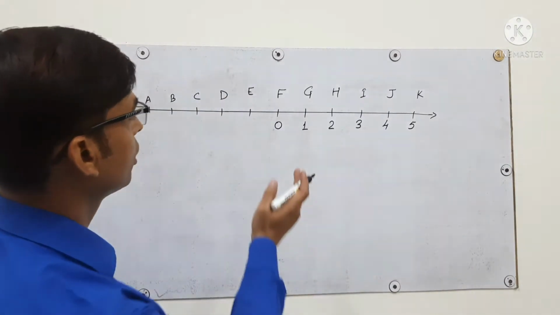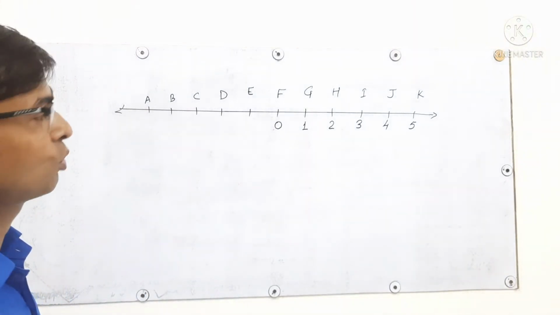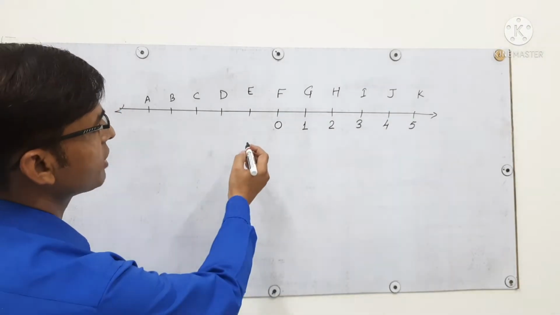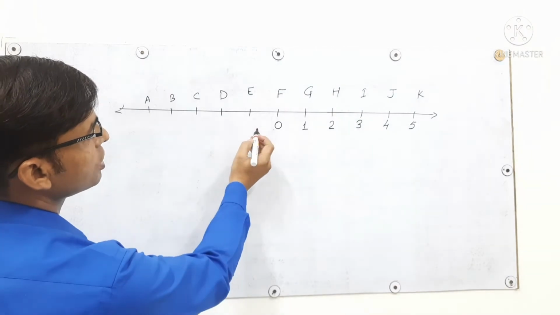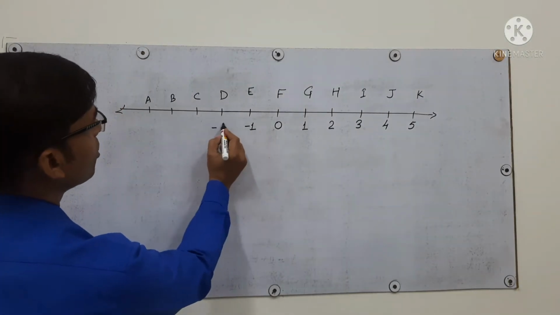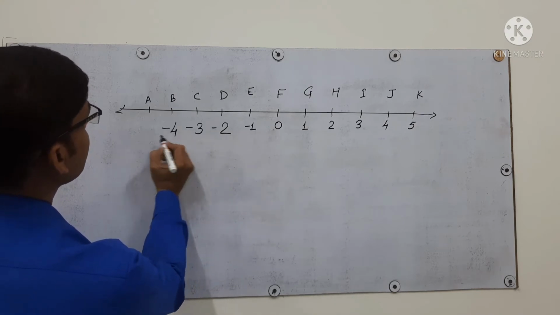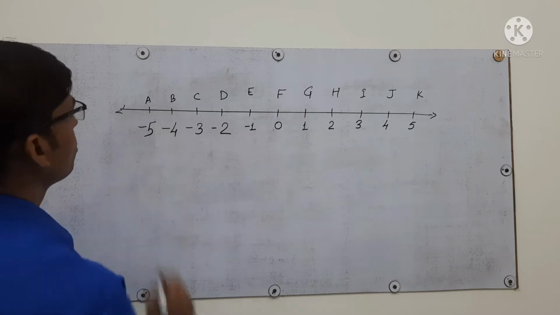Now what will come just before 0? You all know, in the previous lecture I discussed what comes just before 0. Just before 0 it is -1. Here it will be -2, here it will be -3, here it will be -4, here it will be -5.